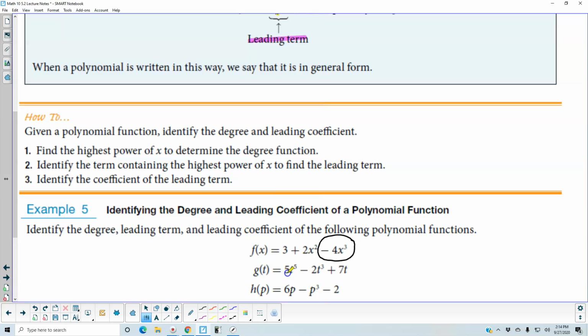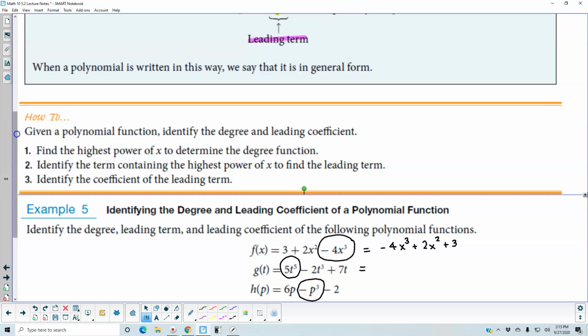If we take a look at g of t, which is the term that has the highest degree? Well, we can say that's 5t to the fifth. And if we take a look at the last function, h of p, we can say that negative p to the third power is the leading term. So one way of recognizing this is that we can reorder this. We can say that f of x is equal to negative 4x cubed plus 2x plus 3.